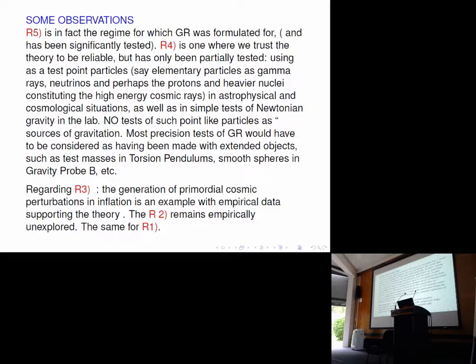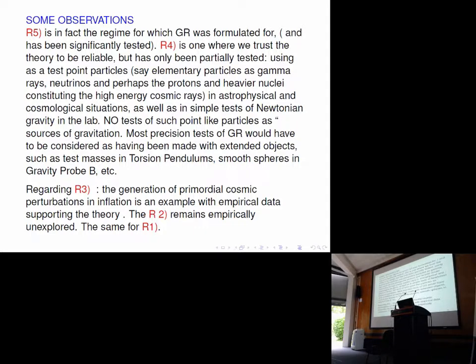That is some fluid energy momentum tensor, a smooth field over the manifold. Regime 4 is one where we trust the theory to be reliable, but it's a regime that has not really been explored to any substantial degree. In particular, we don't really have any test of GR in which the objects that source the gravitational field may be looked at as point-like particles. All precision tests of GR we have involve extended objects like the probes in a torsion pendulum or the smooth spheres in Gravity Probe B, etc.